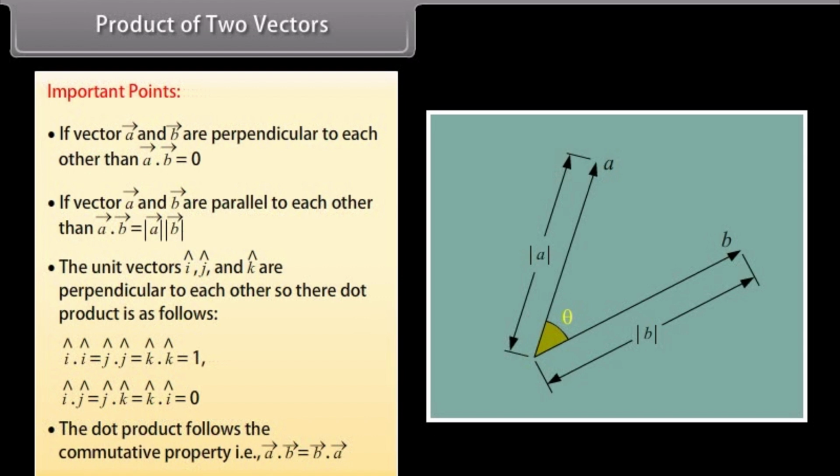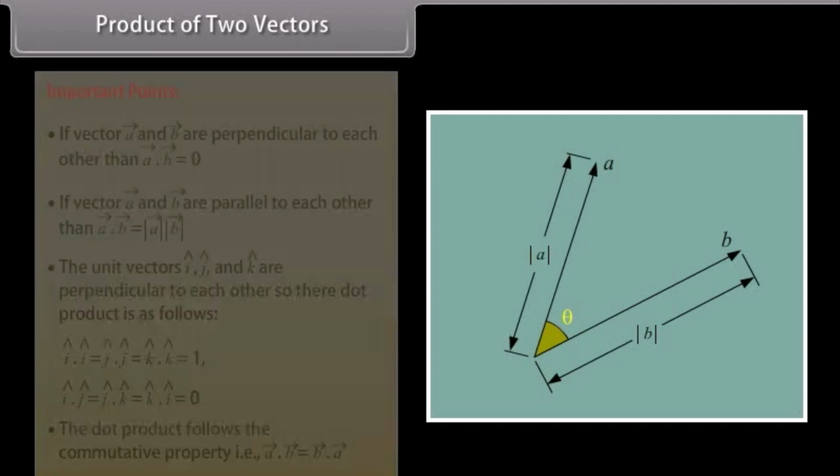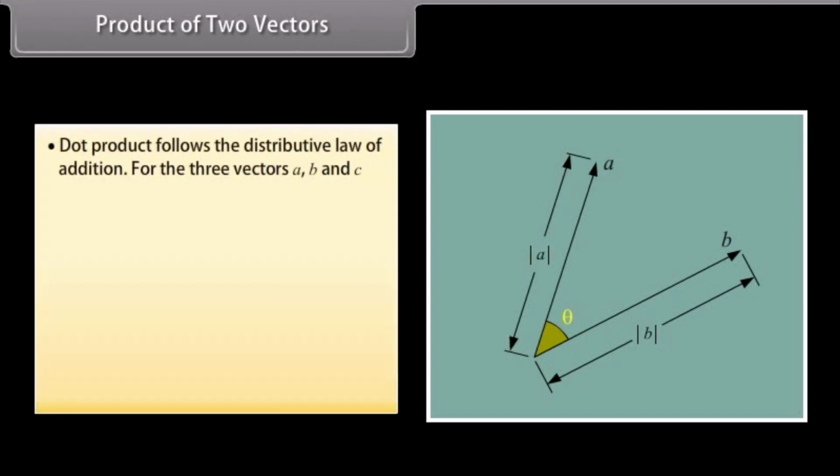The dot product follows the commutative property. That is, the dot product of vectors A and B is equal to the dot product of vectors B and A. Dot product follows the distributive law of addition for three vectors A, B and C. Dot product of vector A and vector B plus vector C is equal to dot product of vector A and B plus dot product of vector A and C.